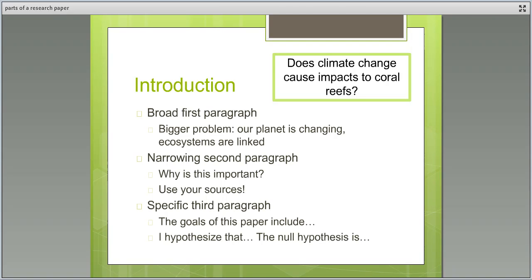Now in that second paragraph, you're going to narrow it down. Why is this important? What does it matter if climate change impacts our coral reefs? How does that affect humans? How does that affect other ecosystems? Remember to use your sources here.